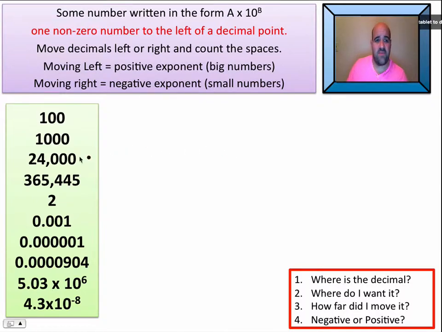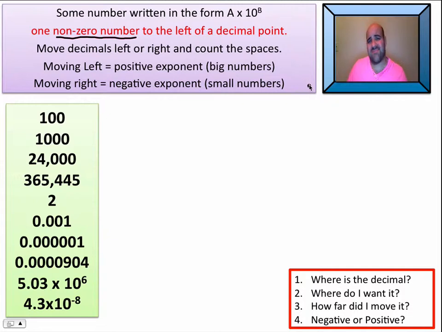We have some numbers over here, and we're going to do all of these examples in this video. Scientific notation is some number written in the form of a times 10 to the b, and that might not make much sense to you right now, but we'll see what that means as we do them. The rule of thumb and the most important thing we want right now is that there's always going to be one non-zero number to the left of a decimal point.